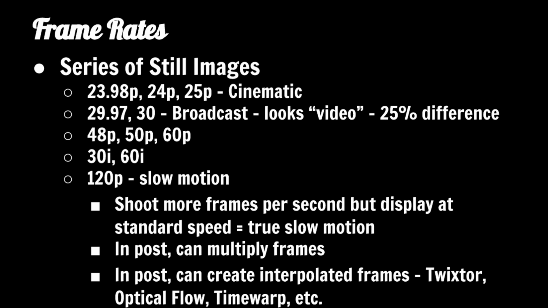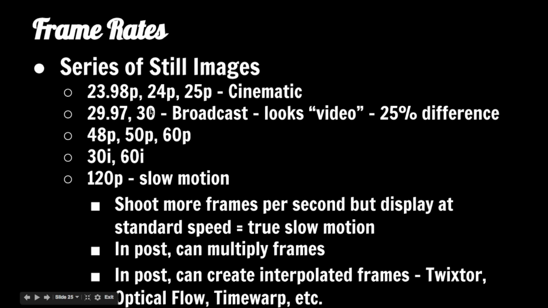So I've listed here the major frame rates, so let's go through these. 23.98p, 24p, and 25p are the standard for movies, and it looks more cinematic. And 29.97 and 30 are broadcast. It looks video. And I noted here that it's a 25% difference.